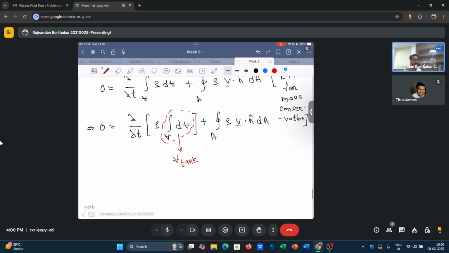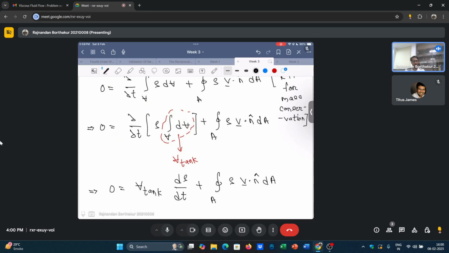And that is where essentially the difference lies between a rigid tank and a balloon. Had this been a balloon, this term would also be a function of time and you could not take it outside the integral. But since this is a rigid tank, your volume is constant, so you can take this V tank outside the integral, which means this now simplifies to 0 equal to V tank d rho by dt plus integral over the control surface rho v dot n hat dA.